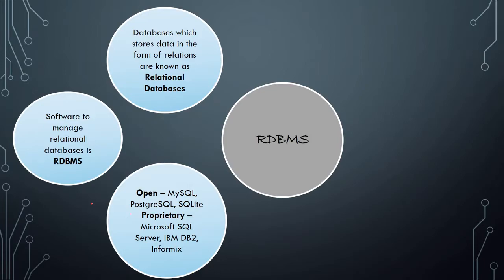So here are the examples. MySQL, you can download it directly from its site and you can use it without paying anything. Similarly, we have PostgreSQL, then SQLite, which comes with Python also. Now, proprietary software, we are having Microsoft SQL Server, IBM DB2, Informix, etc. We are having many more software, I have only named a few here.